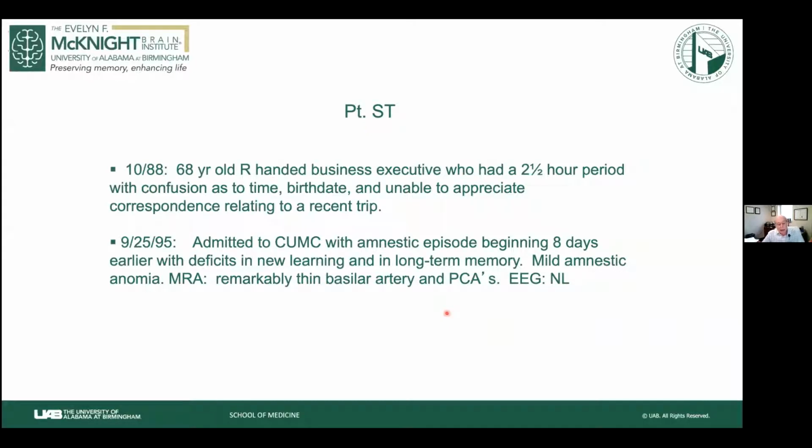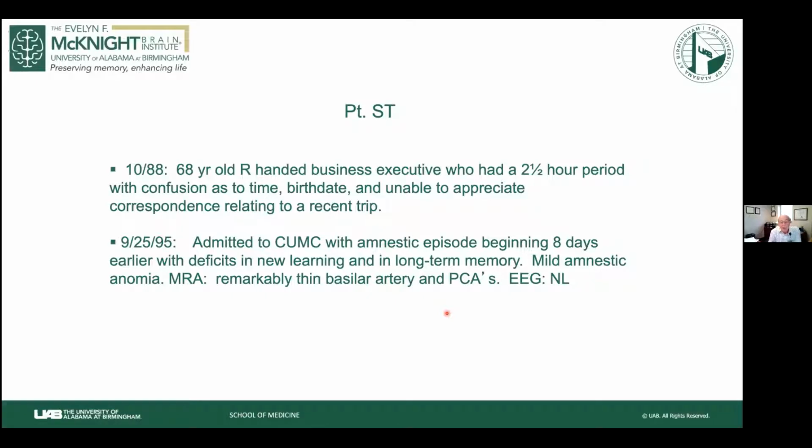So I think that to understand a little bit about cerebral vasculature and pathophysiology when it comes to disease, I thought I'd give you a case study. This is a patient ST, an older case, a 68-year-old right-handed business executive who had a 2.5-hour period of confusion as to time and birth date, and he was unable to appreciate correspondence relative to a recent trip.